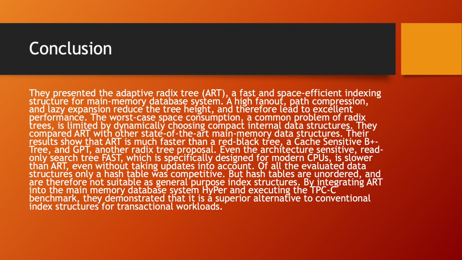They compare ART and other state-of-the-art main memory data structures. Their results show that ART is much faster than a red-black tree, a cache-sensitive B+ tree, and GPT and other radix tree proposals. Even the architecture-sensitive read-only search tree FAST, which is specifically designed for modern CPUs, is slower than ART, even without taking updates into account. Of all the evaluated data structures, only a hash table was competitive, but hash tables are unordered and are therefore not suitable as general-purpose index structures.